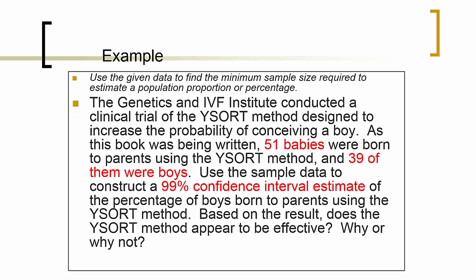The Genetics and IVF Institute conducted a clinical trial of the Y-sort method designed to increase the probability of conceiving a boy. As this book was being written, 51 babies were born to parents using the Y-sort method, and 39 of them were boys. Use the sample data to construct a 99% confidence interval estimate of the percentage of boys born to parents using the Y-sort method. Based on the result, does the Y-sort method appear to be effective? Why or why not?